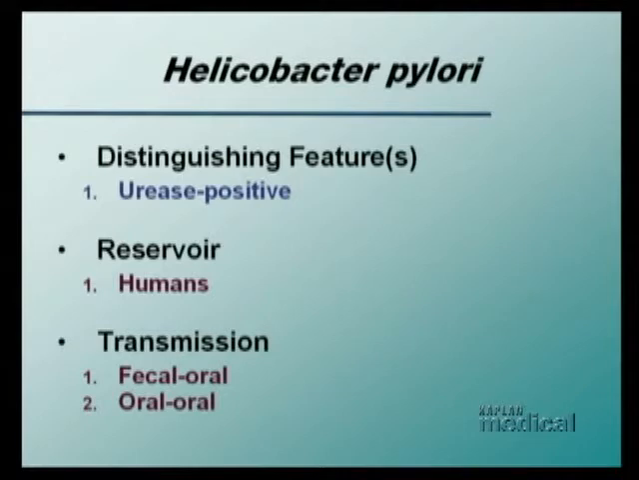And as far as distinguishing features go, the one that you really need to remember is that Helicobacter pylori is urease positive, because that's one of the ways that we're going to be able to test to see if someone has Helicobacter. The reservoir for Helicobacter is humans. It has also been shown recently to be other animals, so it's possible to get this from a domestic animal. Transmission, as far as we know, is oral-oral or fecal-oral. It seems to spread within households. So those are some of the mechanisms.